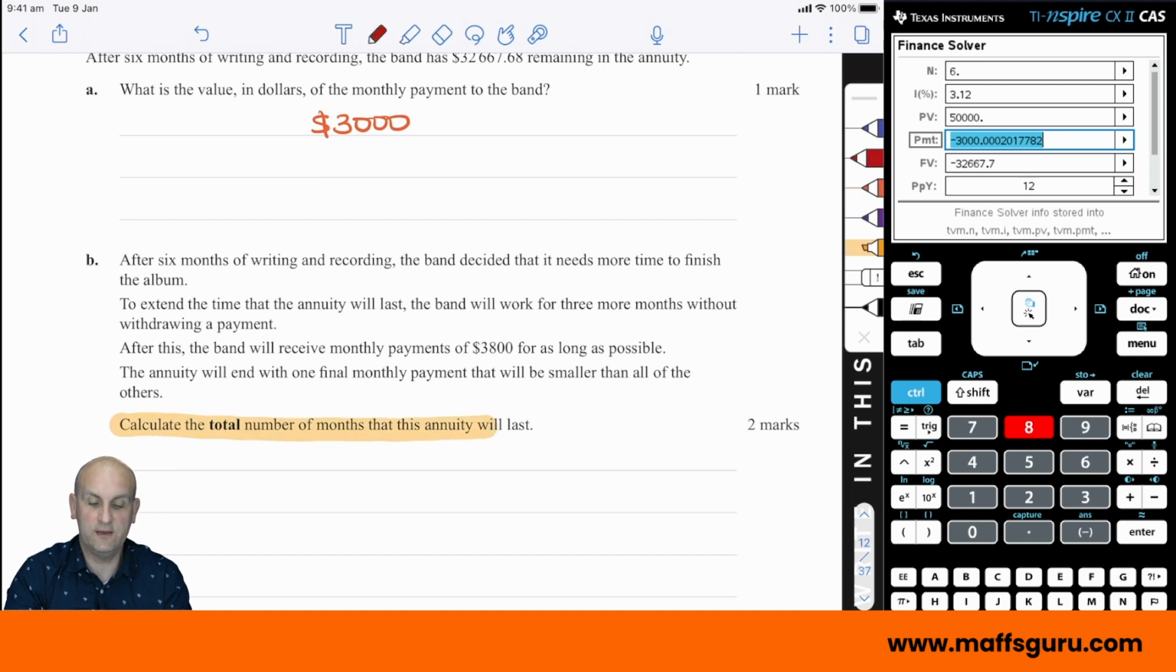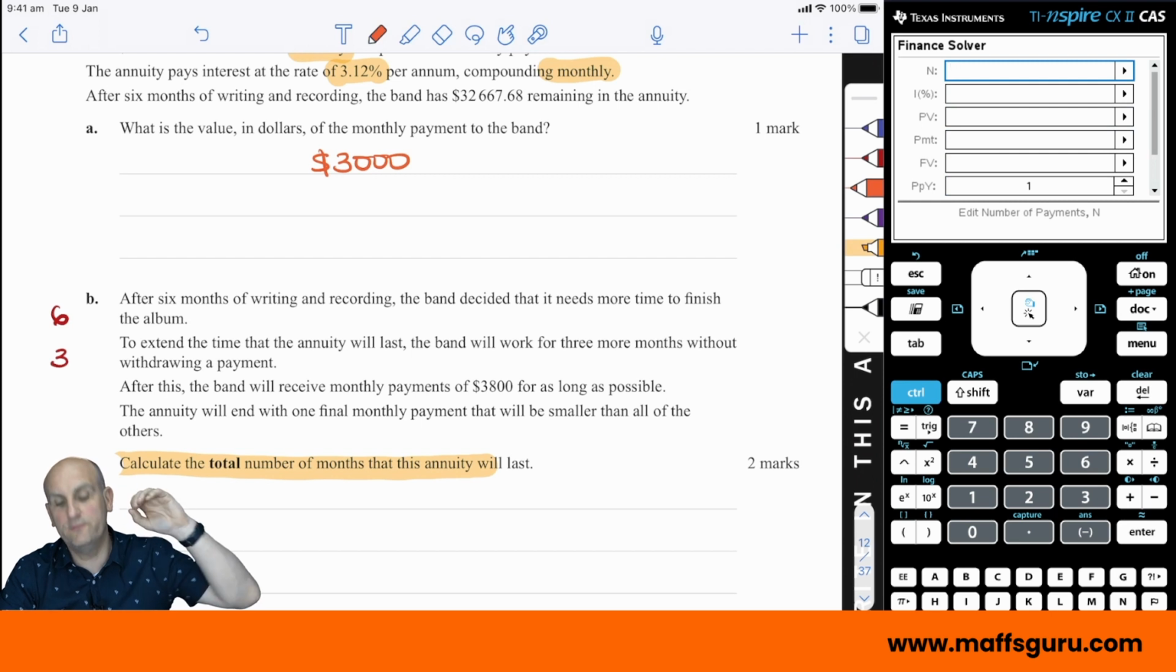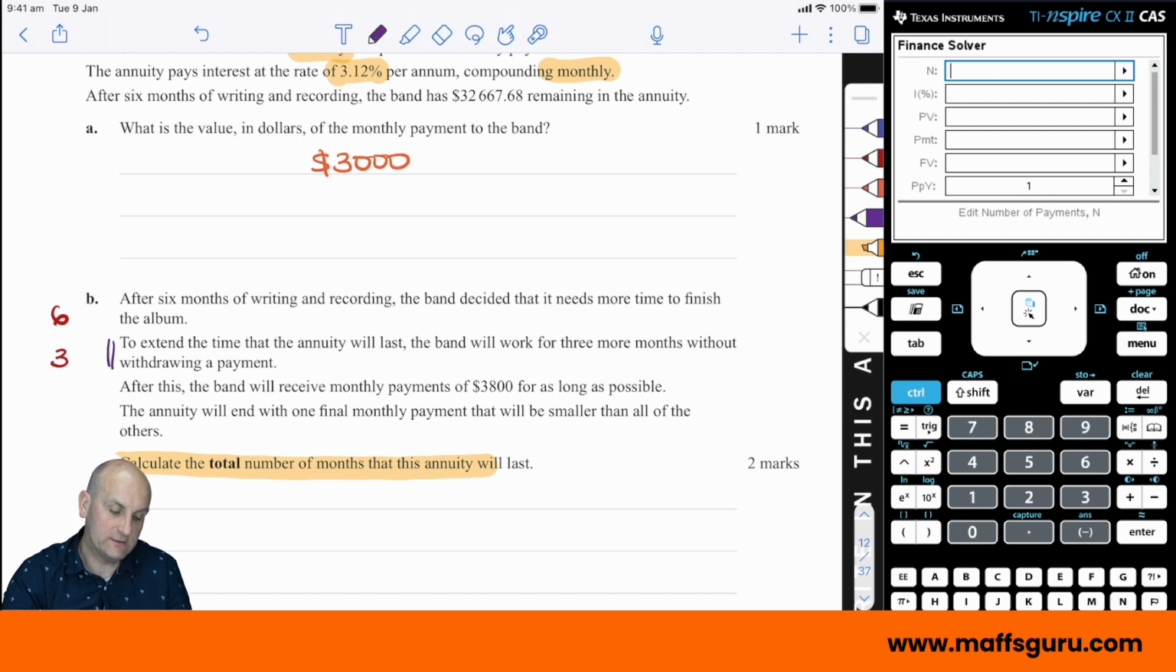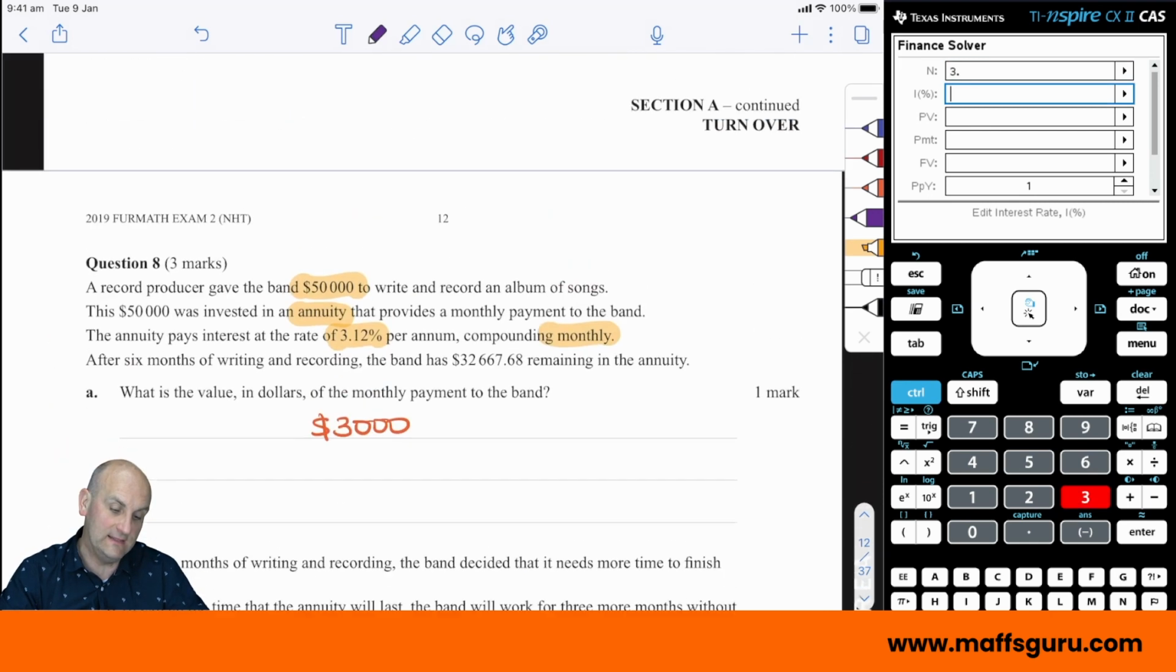Okay, so the trick here is they've already had 6 months, then there's another 3 months where they're not going to withdraw a payment. There was a trick to this question, because although they aren't drawing money out, they're actually going to be gaining interest on this amount of money. So what we need to do is see how much money they have gained in the account after 3 months.